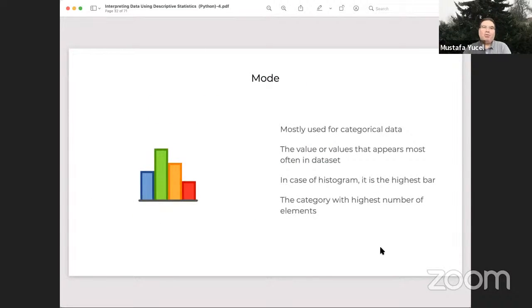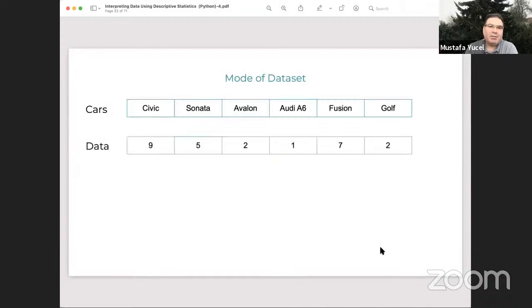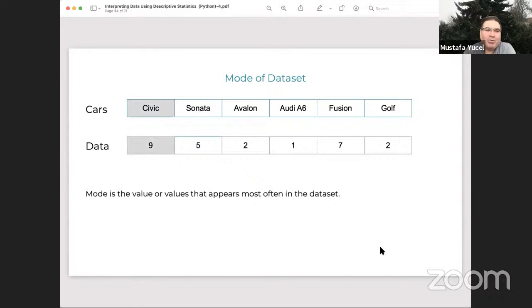Mode is mostly used for categorical data: the value or values that appear most often in a dataset. In the case of a histogram, it is the highest bar, the category with the highest number of elements. Here is another simple example. Let's say you are in a car park, and you counted the cars, and these are the numbers of cars: Civic, Sonata, Avalon, Audi, Fusion, and Golf. The mode is the most frequent element in the dataset. Here in this dataset, Civic is the mode, with 9.